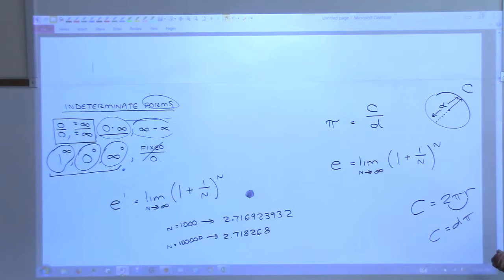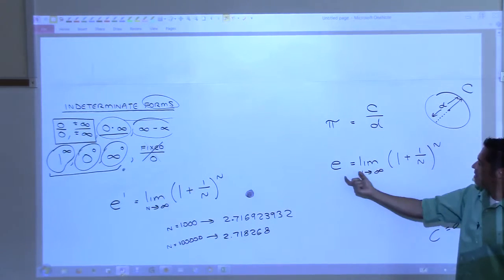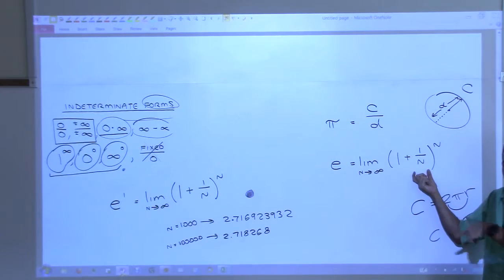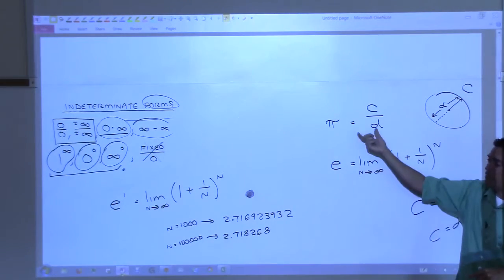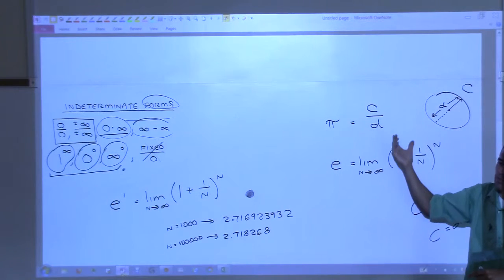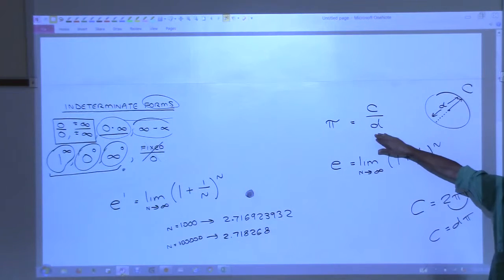Unfortunately, I can't give you decimals from this. Like, see with this, all I have to do is plug in values of n, and I can start kicking out decimals for e. There are formulas to get pi, similar formulas to get pi, but this is the cleanest definition of pi.